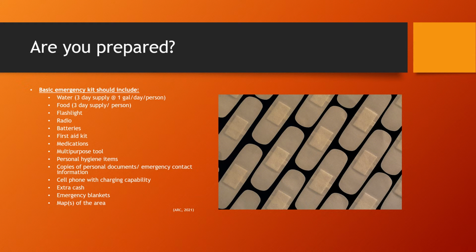Food, also you would need a 3-day supply per person, a flashlight, a radio, batteries, first aid kit, any medications that anyone is taking, a multi-purpose tool, personal hygiene items, copies of personal documents and emergency contact information, a cell phone with charging capability, possibly some extra cash, emergency blankets, and maps of the area.